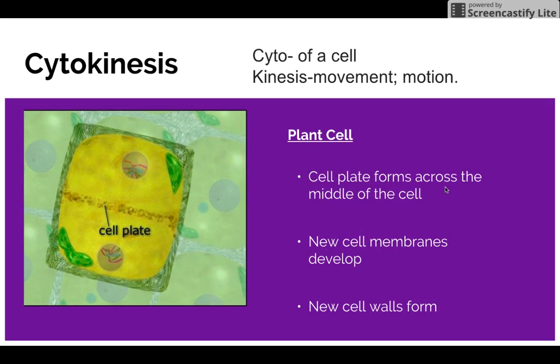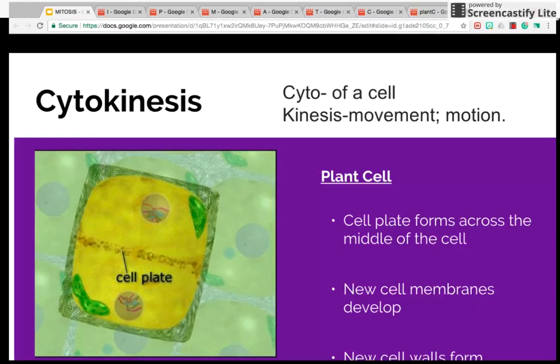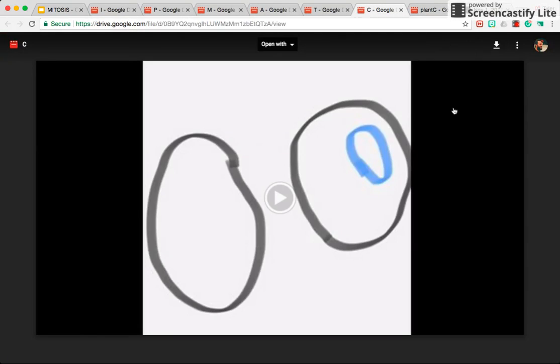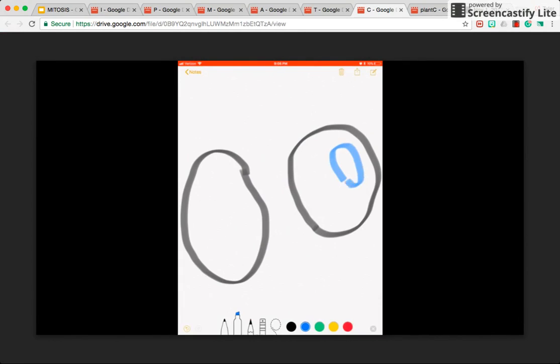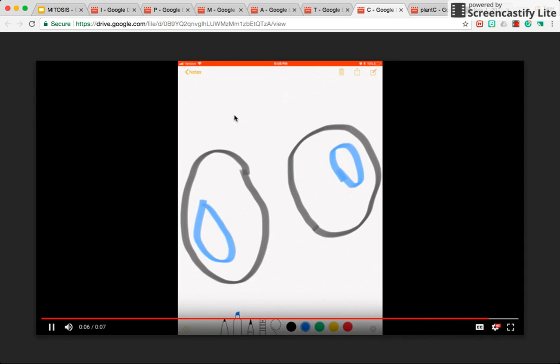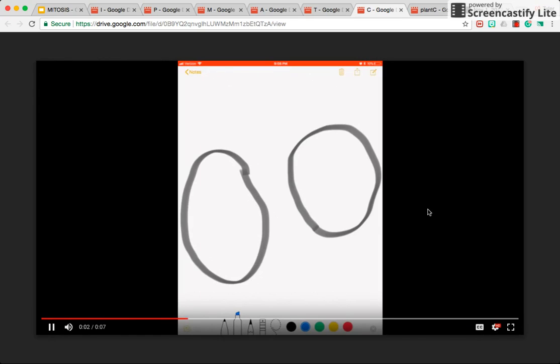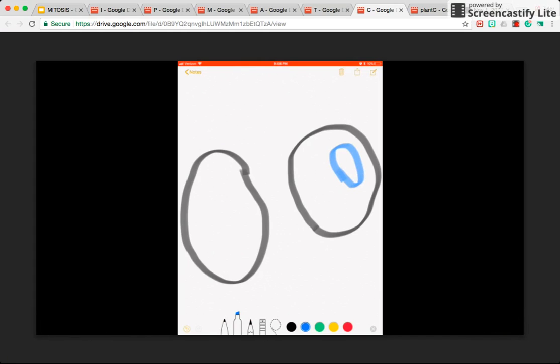A cell plate forms across the middle of the cell. So this plate just kind of goes across, so everything kind of splits apart still, but there's a cell plate that comes across, and then new membranes develop on the inside, and then that cell plate then turns into a cell wall. So let's take a look at how I drew each one of those. So let's look at just cytokinesis with an animal cell. Again, you just got the nuclear membranes and then two nucleus, and they've been split apart. That's really it. Okay, I'll play that again. It's just 7 seconds. So I just have them split apart, and that's really it.